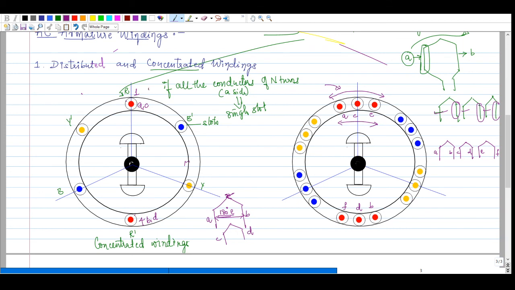So this is with respect to the R phase. Similarly, the Y and B phase windings are also placed similar to the R phase winding. These three phase windings, R, Y, B, are placed at 120 degrees to each other. In the next video, we will understand short pitch and full pitch coils.